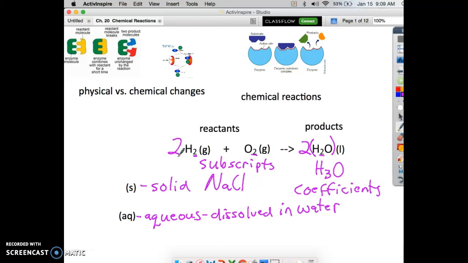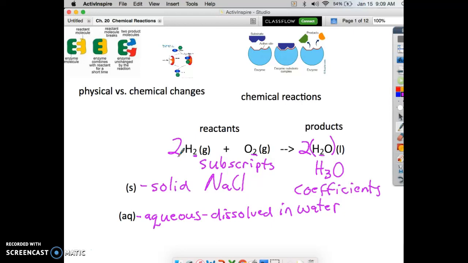They allow us to change the number of atoms involved so that it'll come out even without changing what the molecules are. And it's kind of like a ratio. You need a 2-to-1 ratio of hydrogen to oxygen to get 2 molecules of water.